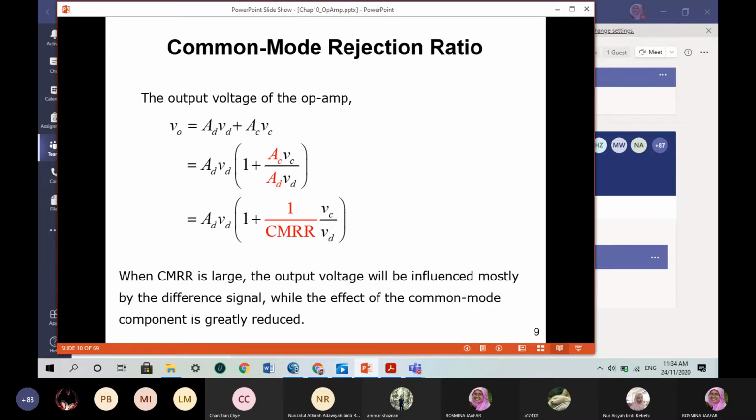Okay, so basically, because CMRR is in the bottom of the equation, when CMRR is large, the output voltage will be influenced mostly by the differential signal, Vd, while the effect of the common mode component is greatly reduced.